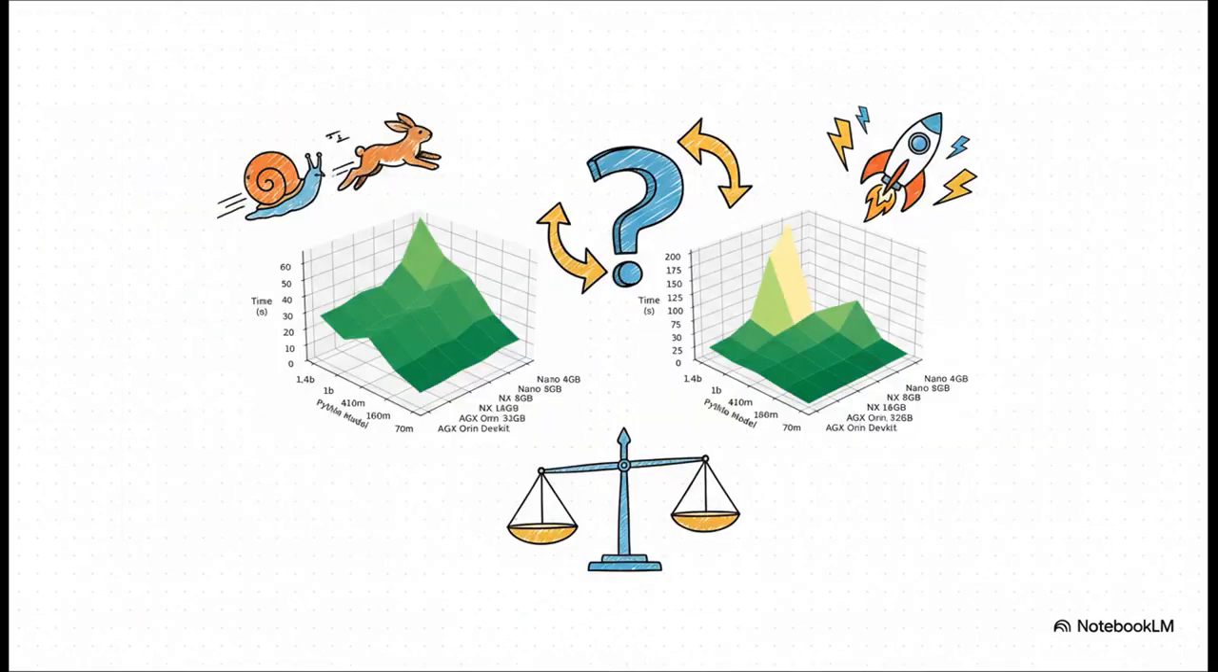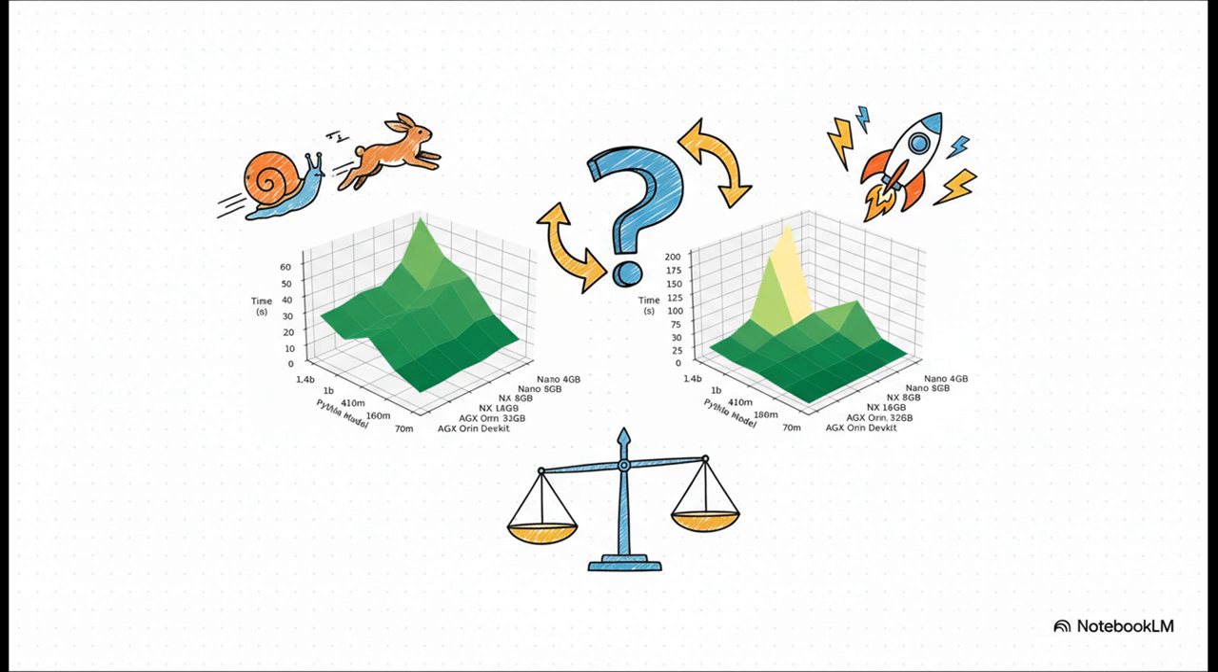Now check this out. This data from a recent research paper really shows just how complex these trade-offs can get. Common wisdom says that if you optimize a model using something called quantization, which is basically just making it a bit less precise to save space and hopefully speed it up, it should run faster. But look at this chart. For the smaller models, the optimized version on the left is actually slower than the unoptimized one on the right. It just goes to show you there are no easy answers here.